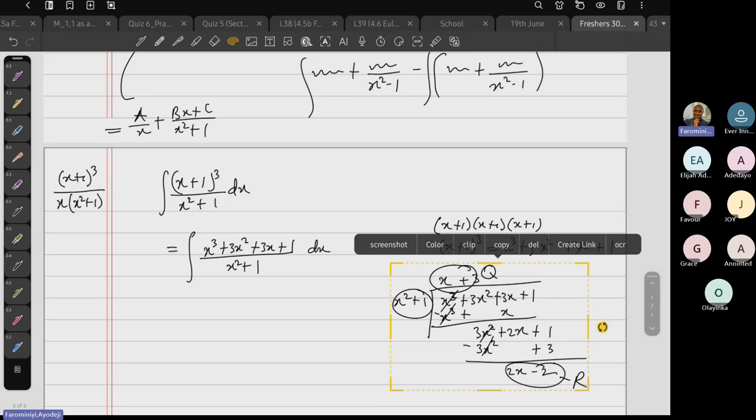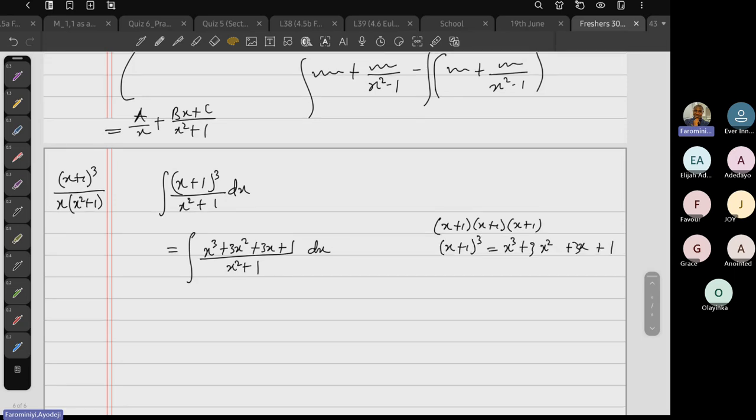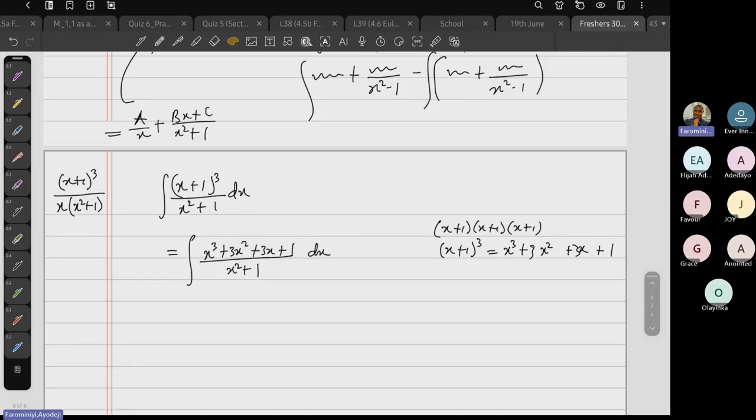I don't think so, because the ideal substitution would have been u equals x squared plus 1. But this will not help us, because by the time we find du, we'll get 2x dx. 2x will not cancel anything in this numerator. So that means we cannot continue with u substitution. So we have to do something else, and that means spread everything out. Let's see what it is.